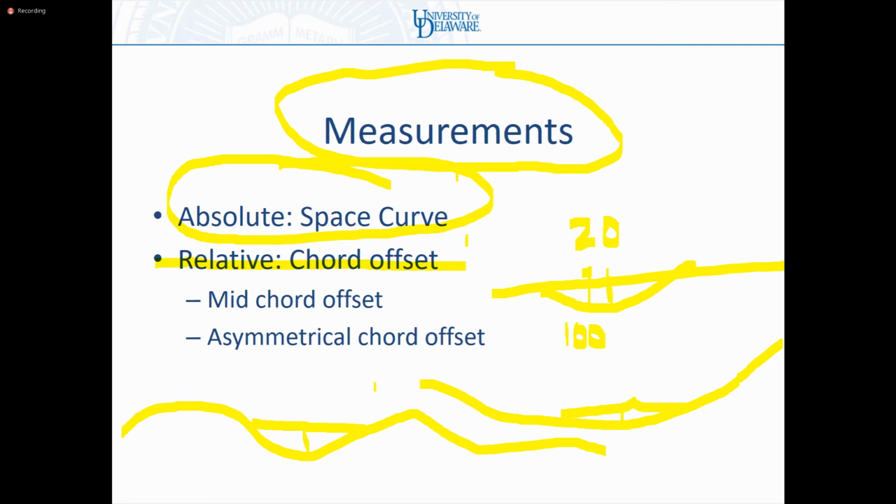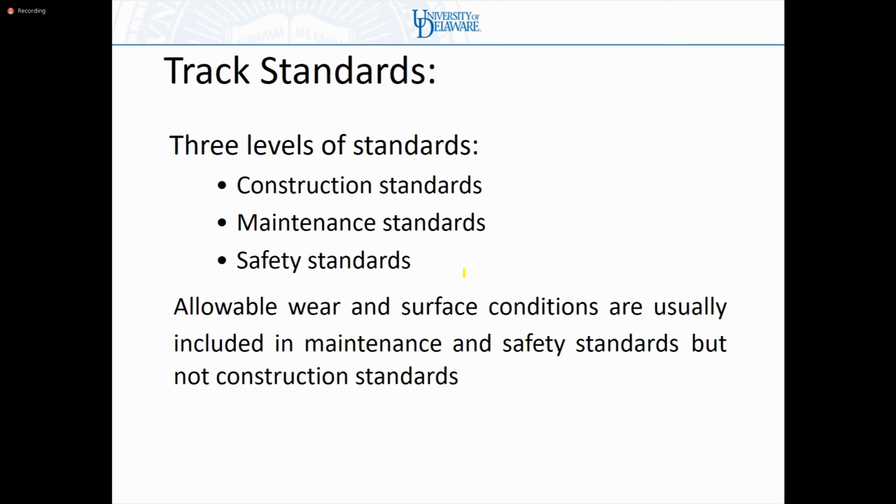But my standards are written that way, and they're written that way, by the way, because that's how dynamic responses are excited. Dynamic responses are generally excited by the relative variation vertically and horizontally. And so we actually use both in the railway industry. Most modern track recording cars measure a space curve, and then they mathematically calculate the chord offsets and compare them to the standards. So now let's talk about standards for a moment. If we have time, I'm going to get to track geometry cars, but I really want to talk about standards.